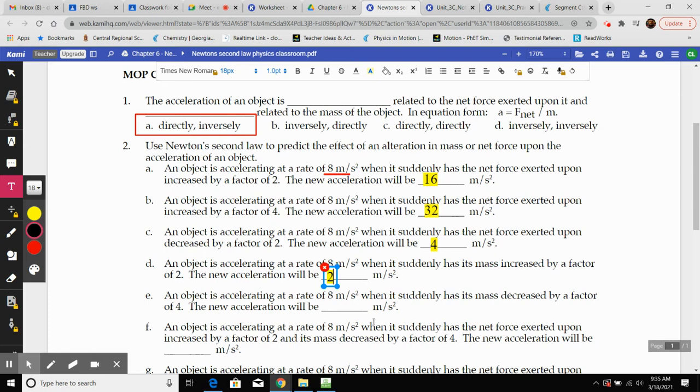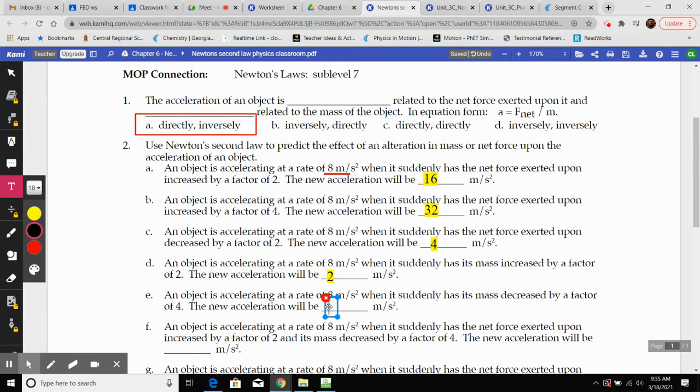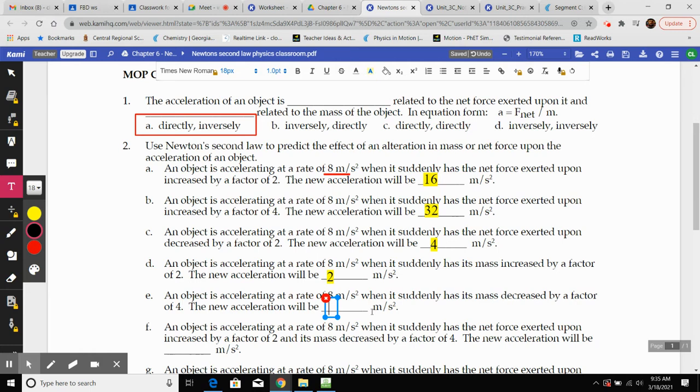It's the opposite. An object accelerating at 8. Now the mass increases by 4. So what am I doing? Instead of multiplying by 4, I'm going to divide by 4. So what's 8 divided by 4? Oh, crap. We made a mistake here. 8 divided by 2, this one here should have been 4.